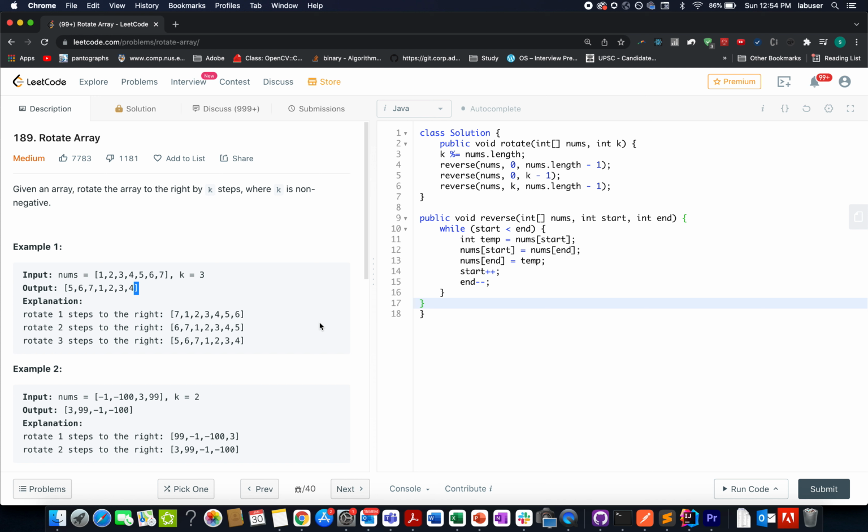The question that we have in today is rotate array. Here in this question we are given an array of integers and an integer value k. We need to return an updated array such that each element is moved ahead by k units.